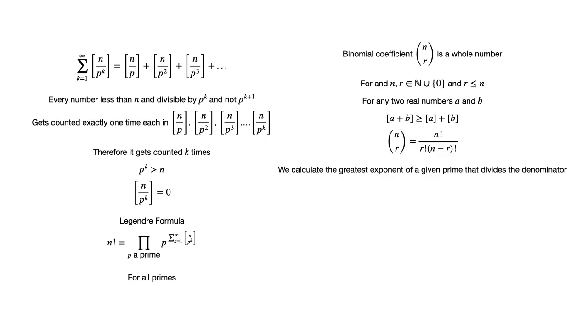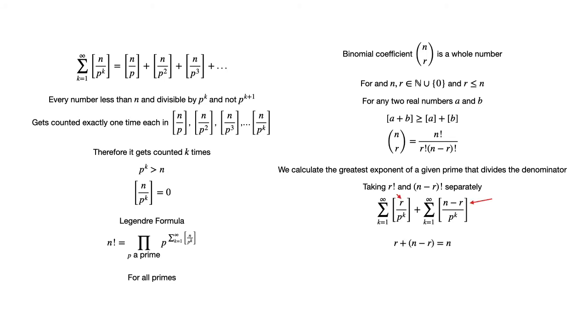Recalling the definition of n choose r, which equals n factorial upon r factorial into n minus r factorial, we calculate the greatest exponent of a given prime that divides the denominator. Taking r factorial and n minus r factorial, we find that it is equal to the sum as k goes from 1 to infinity of the box value of r upon p to the k plus the sum as k goes from 1 to infinity of the box value of n minus r upon p to the k.